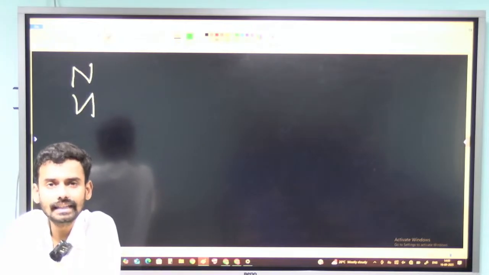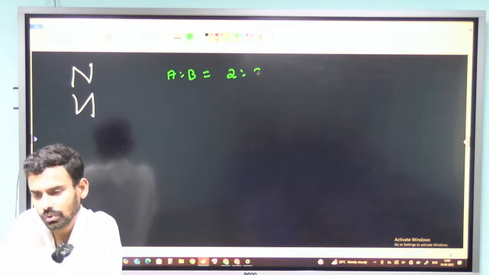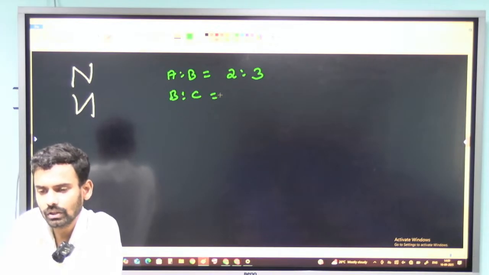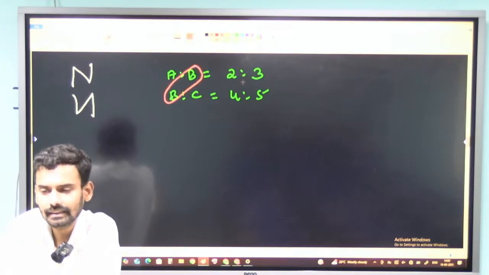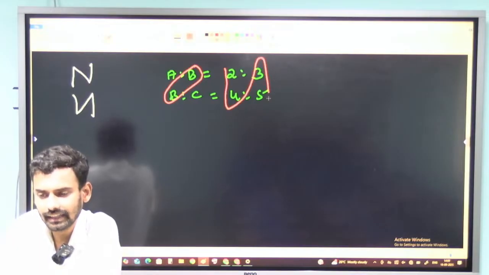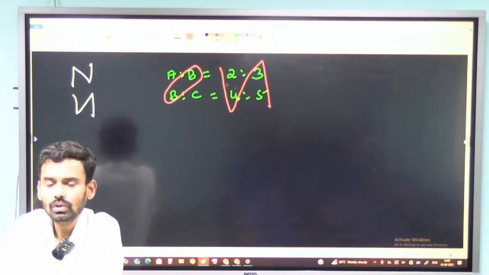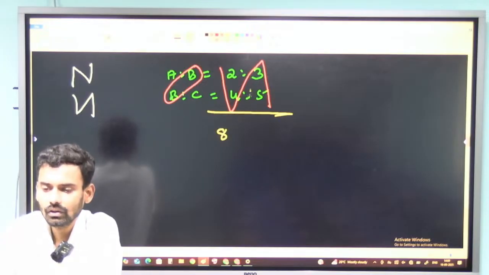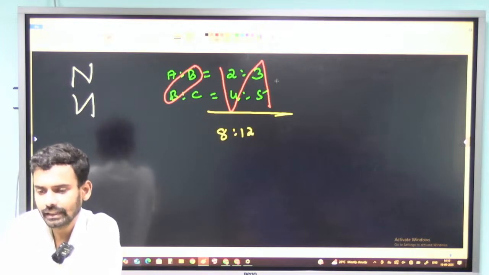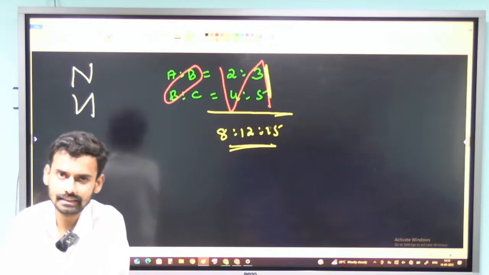So there is an inverted n method to merge the ratios, that is A is to B is equal to 2 is to 3, B is to C is equal to 4 is to 5. Now B and B, they are diagonally present, then I can directly write an inverted n here like this. Now what I need to do, following the line, I need to multiply two numbers. 2 4s are 8, then I need to follow this line next. So 4 3s are 12, then I need to follow this line, 3 5s are 15. So hence I am getting the same answer in this case as well.